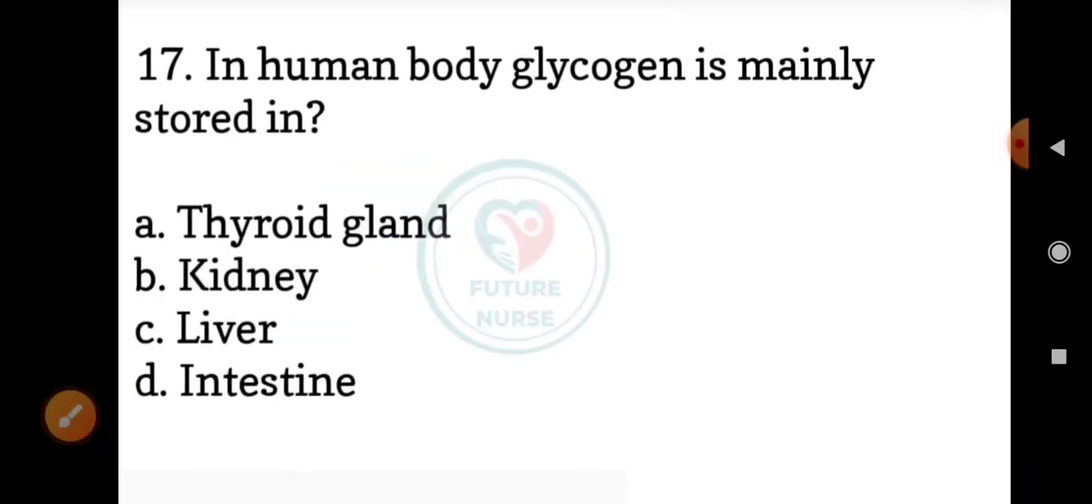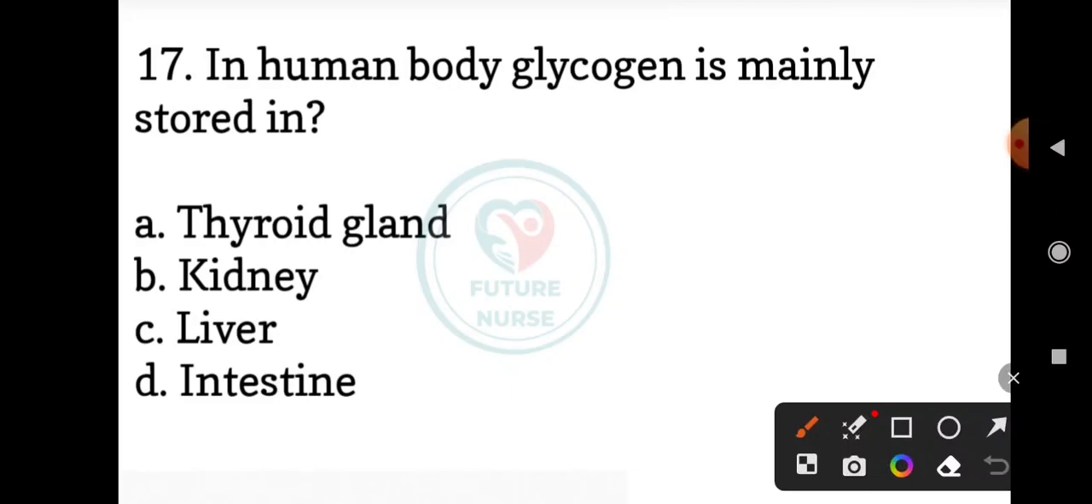In human body, glycogen is mainly stored in thyroid gland, kidney, liver, intestine. So the glycogen is mainly stored in liver.